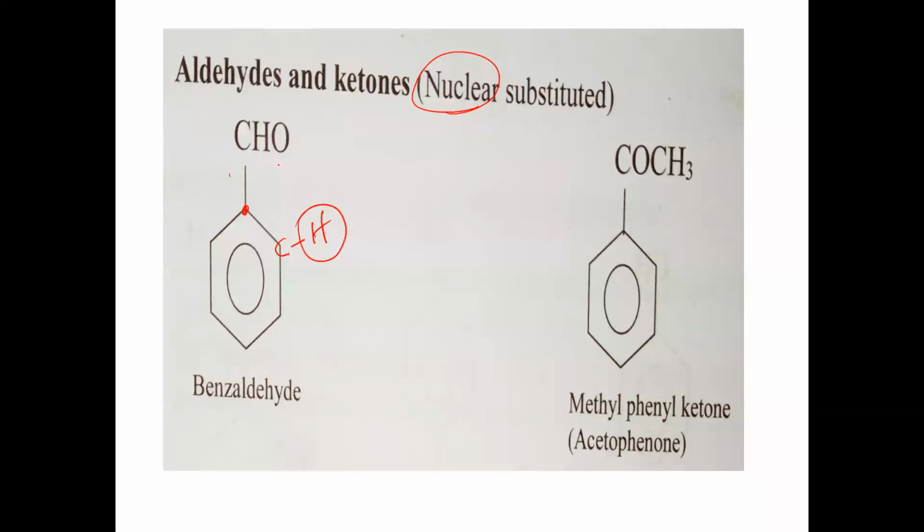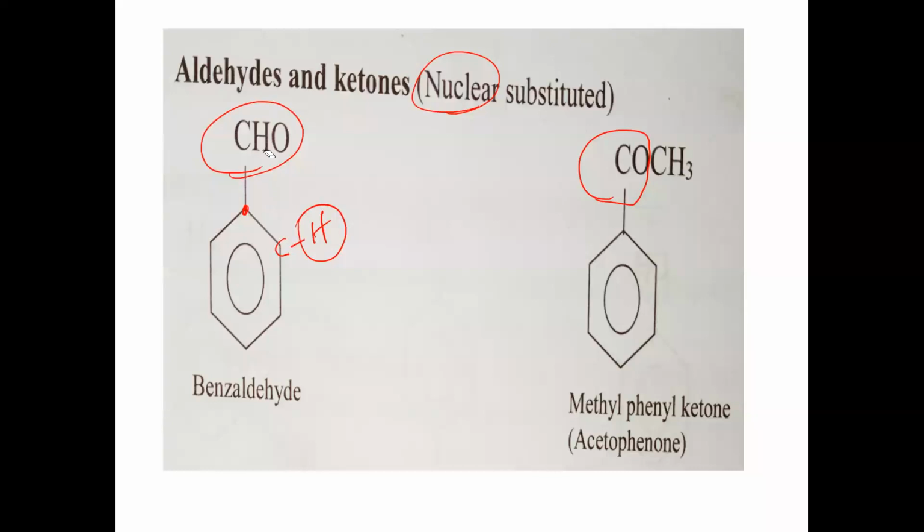In place of H, what is there now here? CHO is there. Means on the benzene nucleus, one hydrogen is replaced by CHO. The CHO group is called aldehyde, and the C double bond O, the CO bond, is called ketone. So ketone group and aldehyde group are substituted on the nucleus of benzene. That's why they are nuclear substituted compounds, aldehydes and ketones.